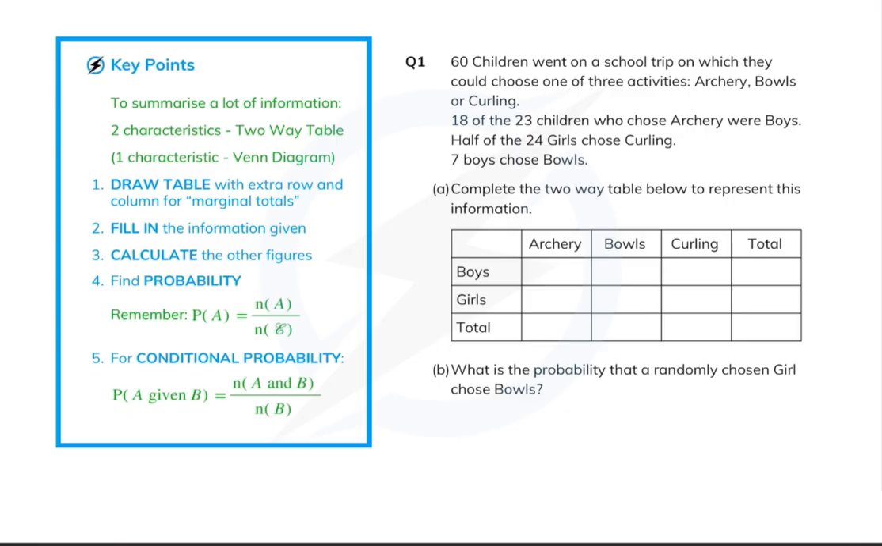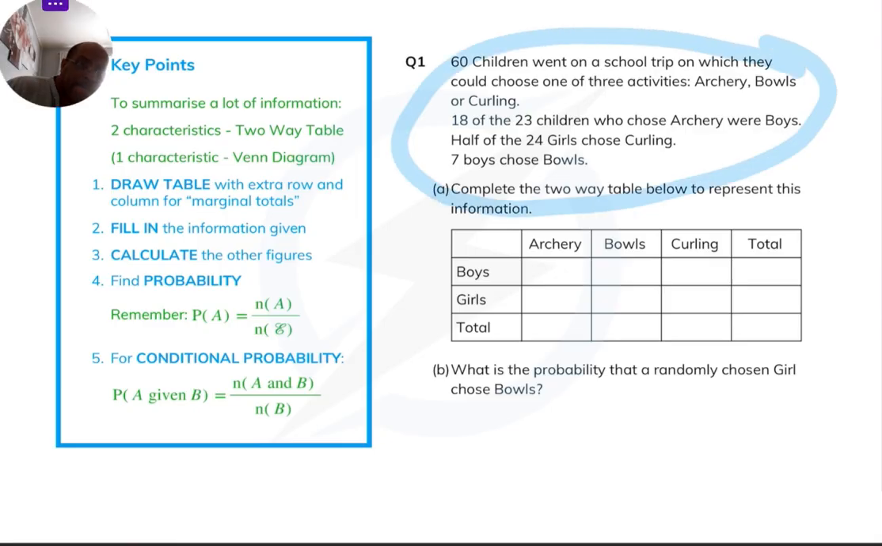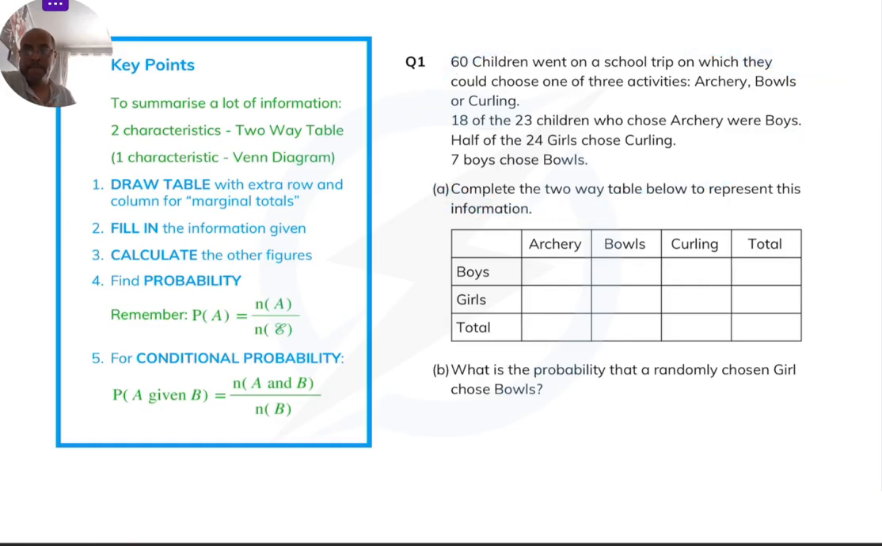Two-way tables in probability? Well, if you look at this question, there's an awful lot of information given about 60 children, and you can see that we're told about the activity they choose, and we're also told about whether they are boys or girls. So we're told two things about them, and if we have two things we know about them, or two characteristics, we use a two-way table.